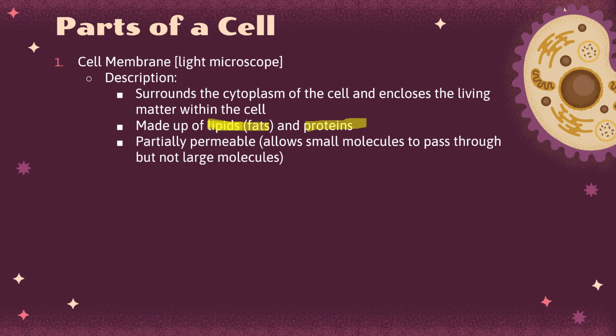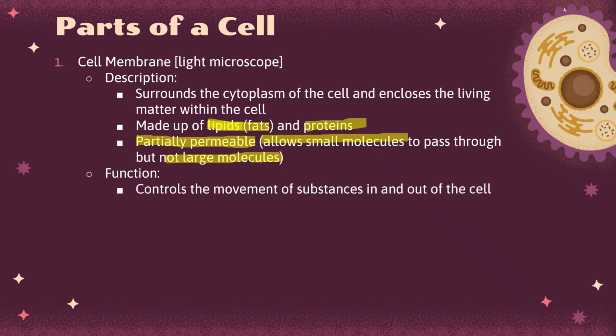A cell membrane is also partially permeable. Partially permeable refers to membranes that allow small molecules to pass through, but larger molecules are unable to pass through. So they are able to restrict the size of molecules passing through.